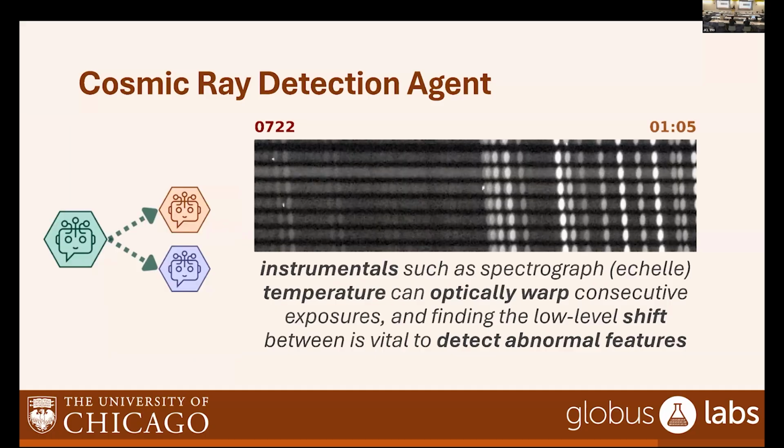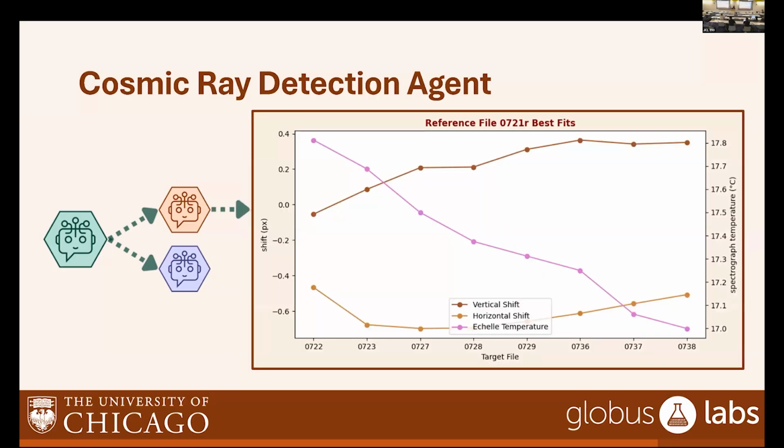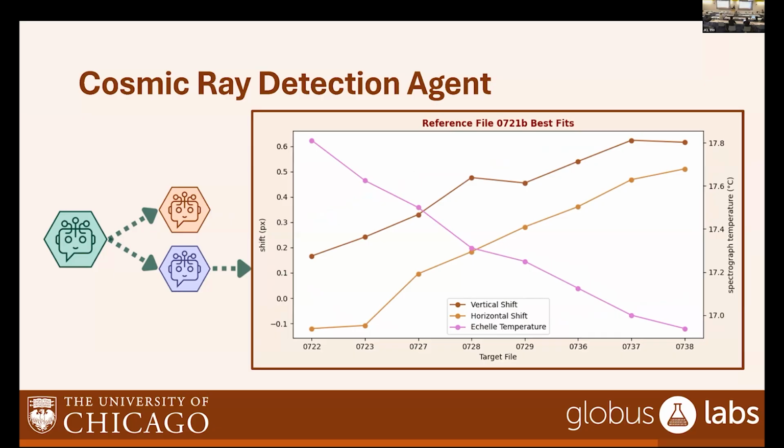So effectively, the cosmic ray agent that Academy has is initialized in the beginning of the pipeline. For each of the different twin spectrographs, it uses the internal state of the actual observation, and it's able to compute vertical shift and horizontal shift. You can see on this graph here that there's a trend. It's not random, which means that there are instrumentals, for example the temperature of the actual spectrograph, that cause optical distortions and effectively result in these first order shifts. And the same thing happens for the other spectrograph.